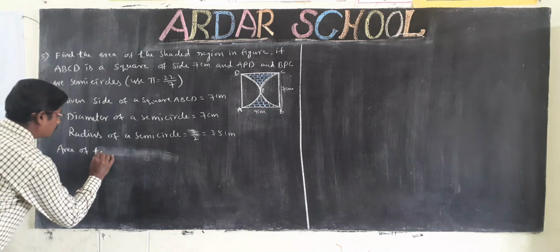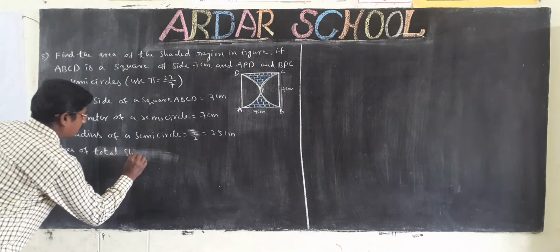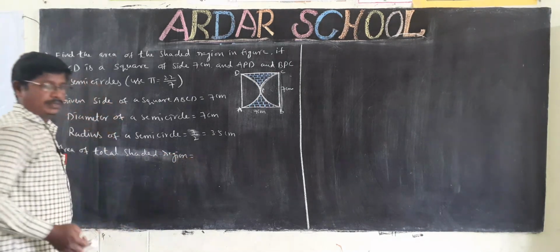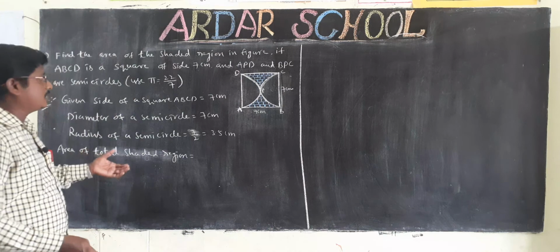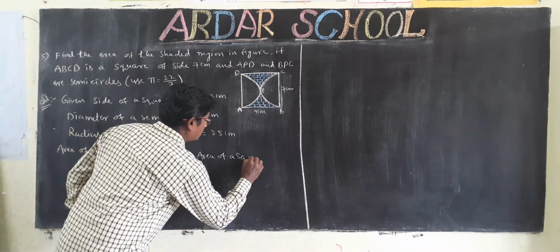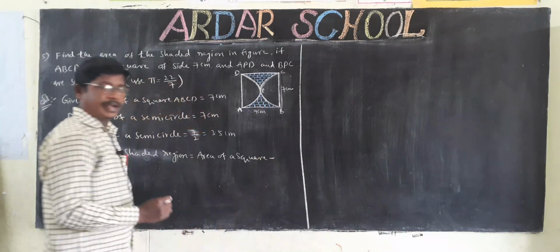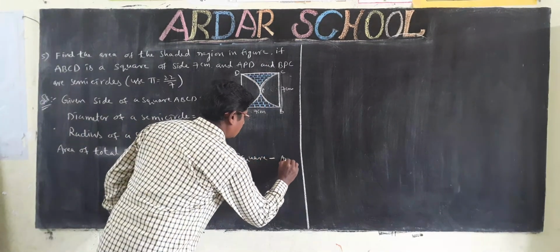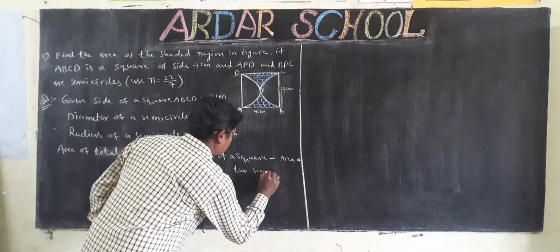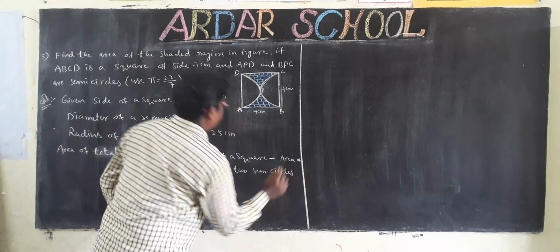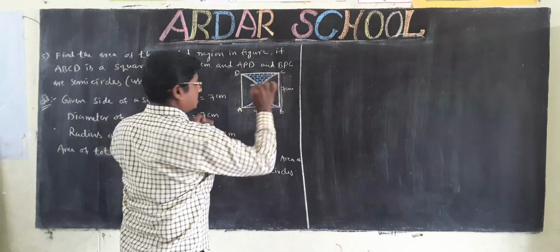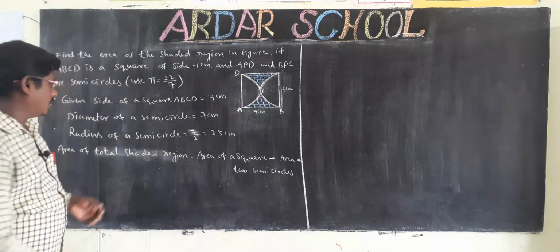Area of the total shaded region is equal to, how to get the total shaded region? Area of the square minus area of two semicircles. Here two semicircles are there. Area of a square minus area of two semicircles, then we get the area of the shaded region.